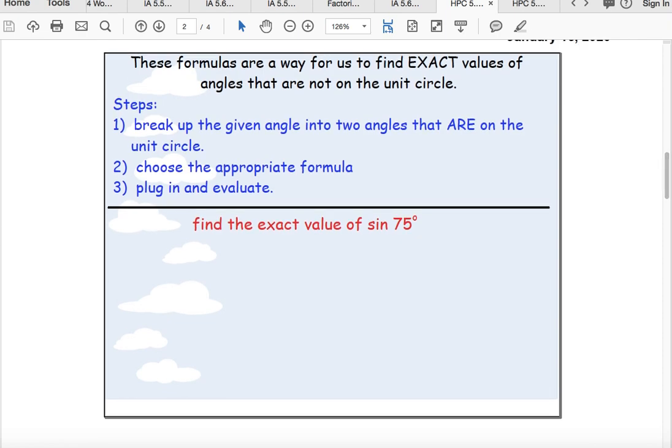All right, so here's the process. Let's say this is our problem right here, sine 75 degrees. Sine of 75 degrees is not on the unit circle, and we do not want you to just type this in your calculator and get a decimal because the directions want an exact value. So exact means no decimals. Okay, so we need to find a clever way to figure this out.